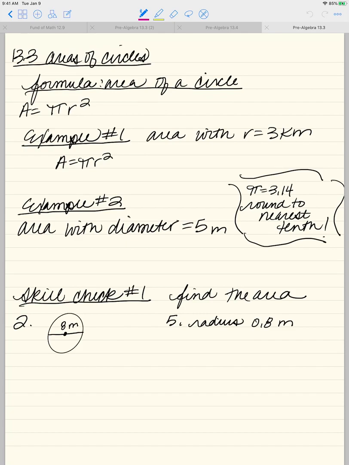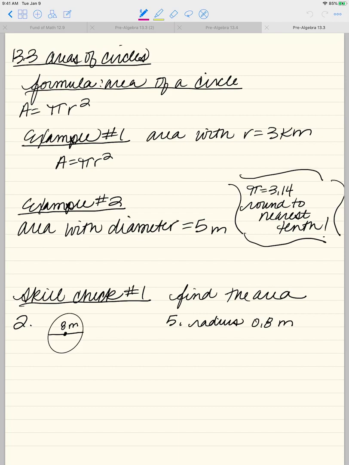All right, guys, 13.3 areas of circles today. I am just skipping through the first page of the lesson, so you can go ahead, turn right to page 554, and we're just going to dive right in with the formula for area of a circle.